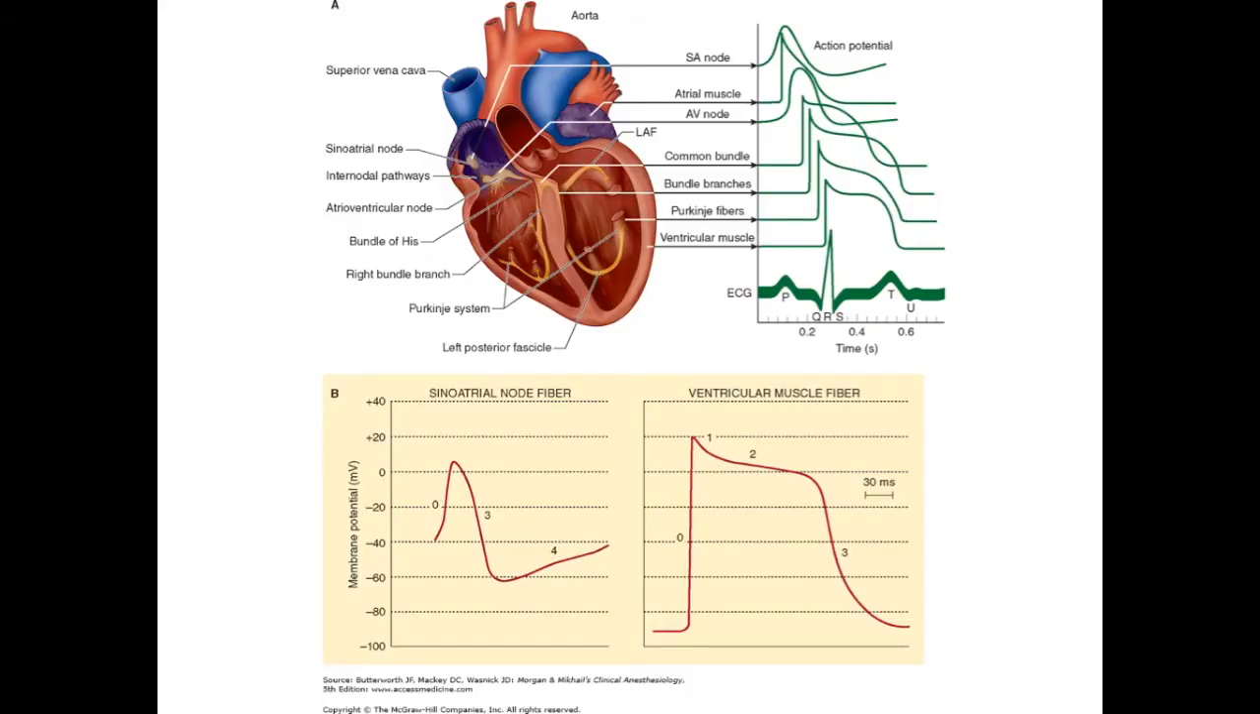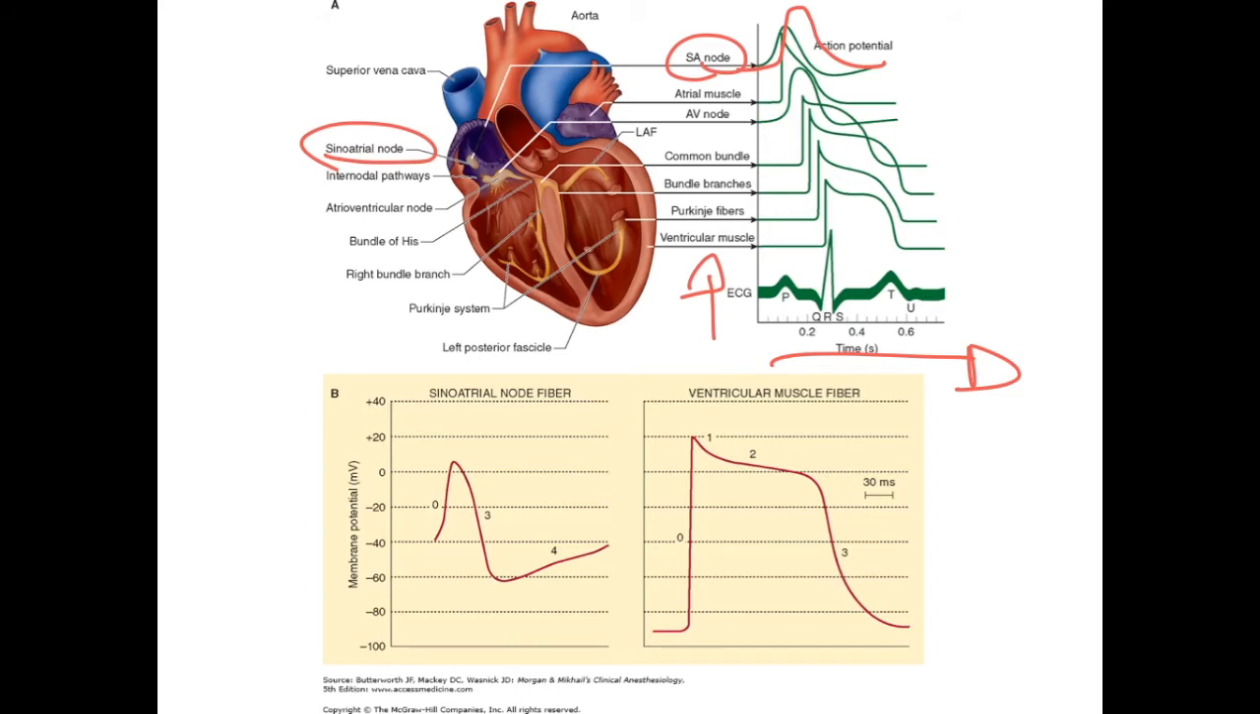Okay, here I will show you what happens through one heartbeat and what happens to the electrical activity in the heart. So the electrical activity starts from the sinoatrial node, and up here you can see how that action potential goes in the SA node. The x-axis is time and the y-axis is voltage in millivolts.